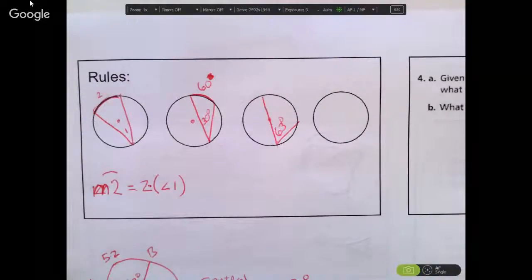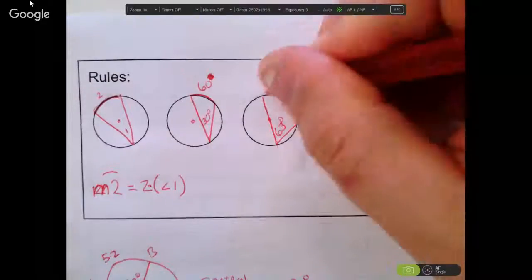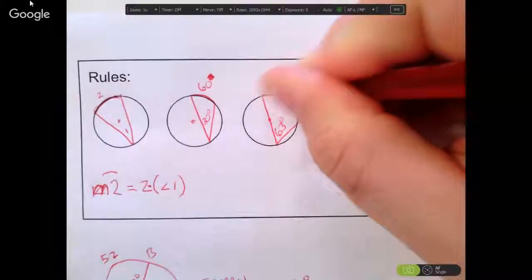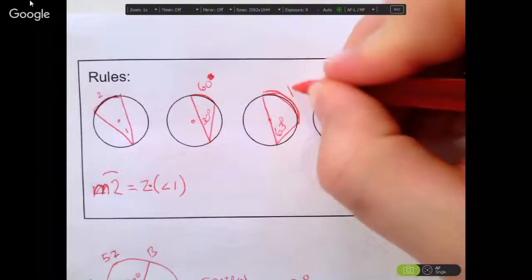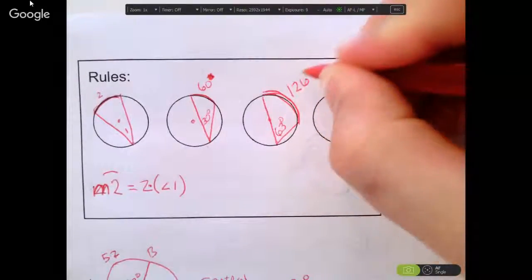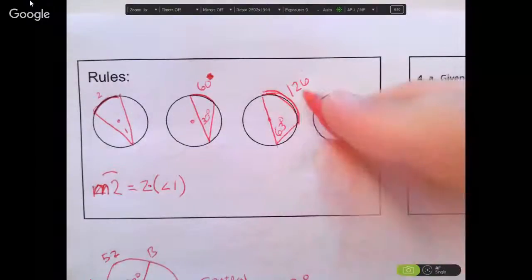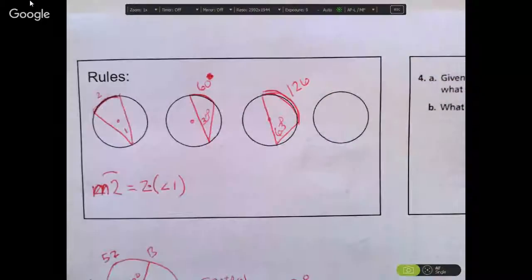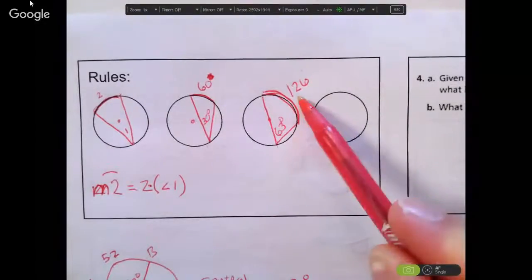I could ask two questions. I could ask, what's the central angle? I could ask, what's the measure of the arc? And the answer would be what? 126. So the arc is 126. If I ask for the central angle, it's what? 180. It's the same. This number here is the same as the central angle.